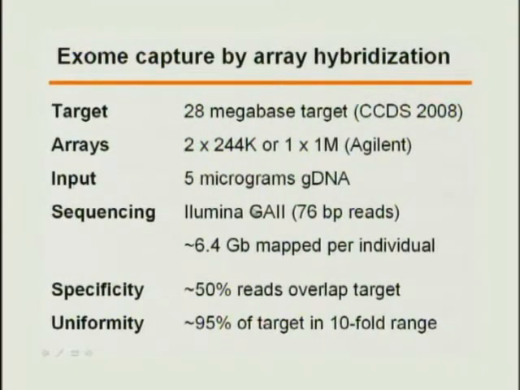All of our sequencing is being done on Illuminas with 76 base pair reads. We typically obtain about 6 gigabases of sequence per individual. Half of these reads map to exons, half of them don't, but that's still a 50-fold enrichment because at random you'd expect only 1% to map to exons. And they're relatively uniform in terms of their distribution across different exons.